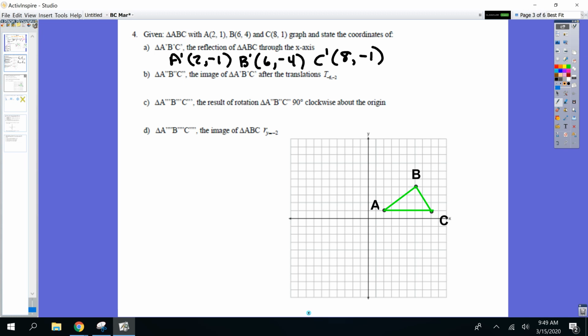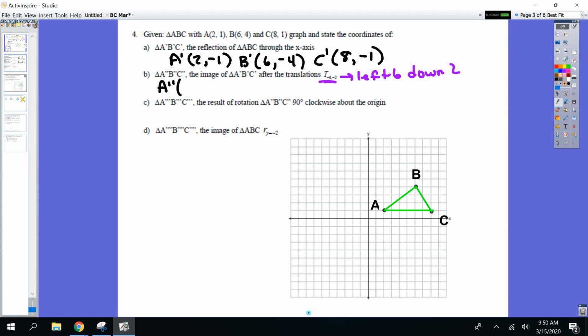Next one, A double prime, B double prime, C double prime. Now it's a translation, you'll notice. This is our other notation right here. And if I look at the subscripts, I'm going to go left 6, down 2. Yep. Okay, so you guys can stop the video, try to get those coordinates on your own. Go ahead, graph it, see how you do.